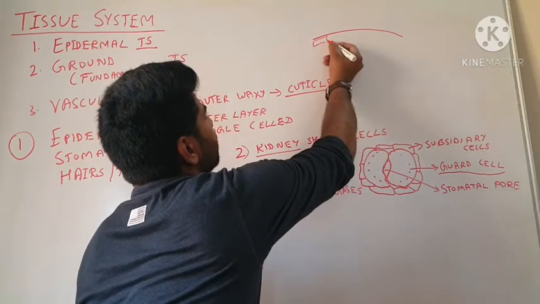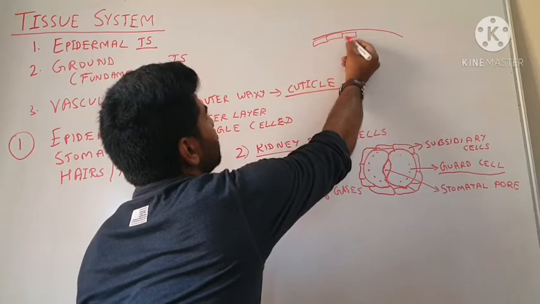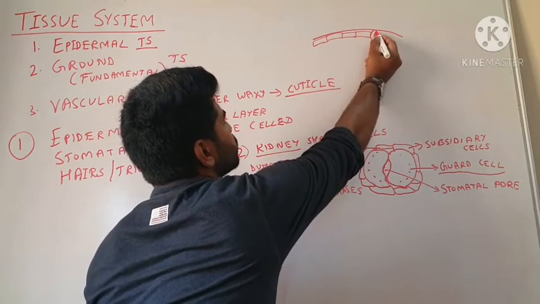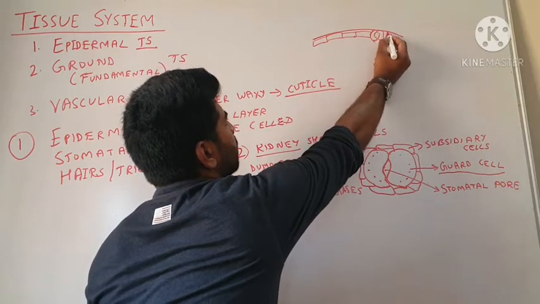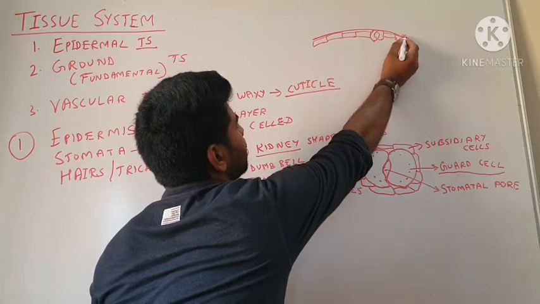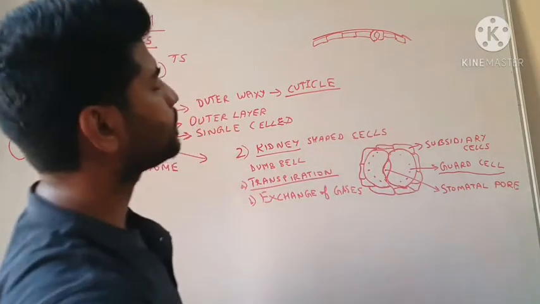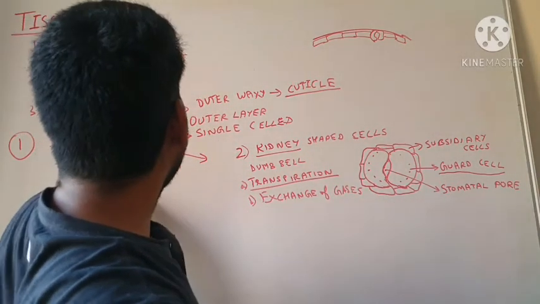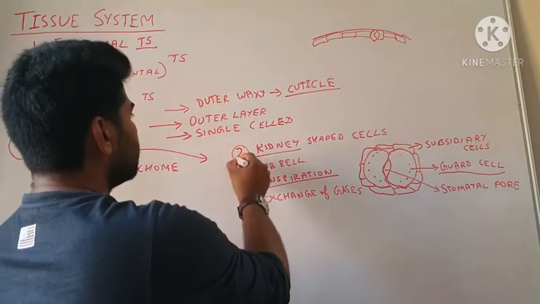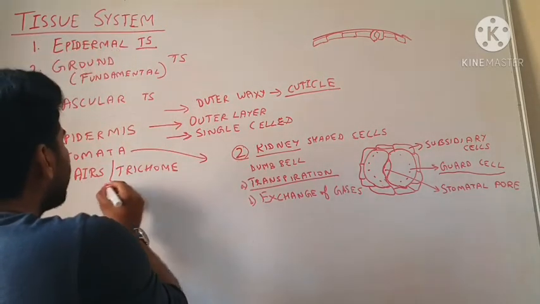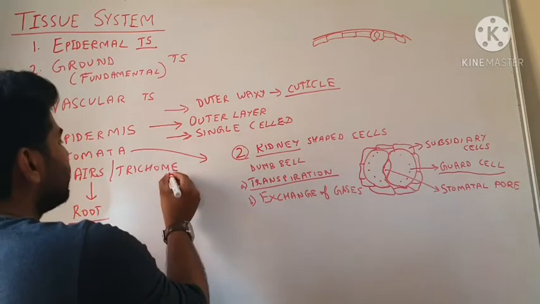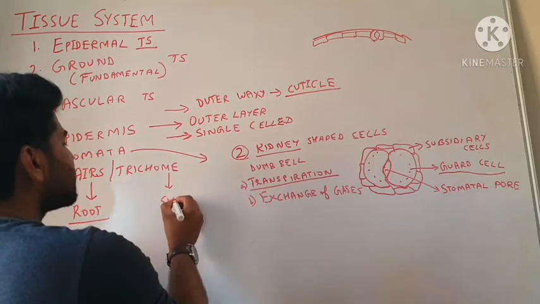Then we have the epidermal cells, one cell thick, and we have the stomata seen in the epidermal tissue system. And we also have the hairs and the trichomes. Hairs are usually seen in the roots, whereas trichomes are seen in the stem or in the shoot system.